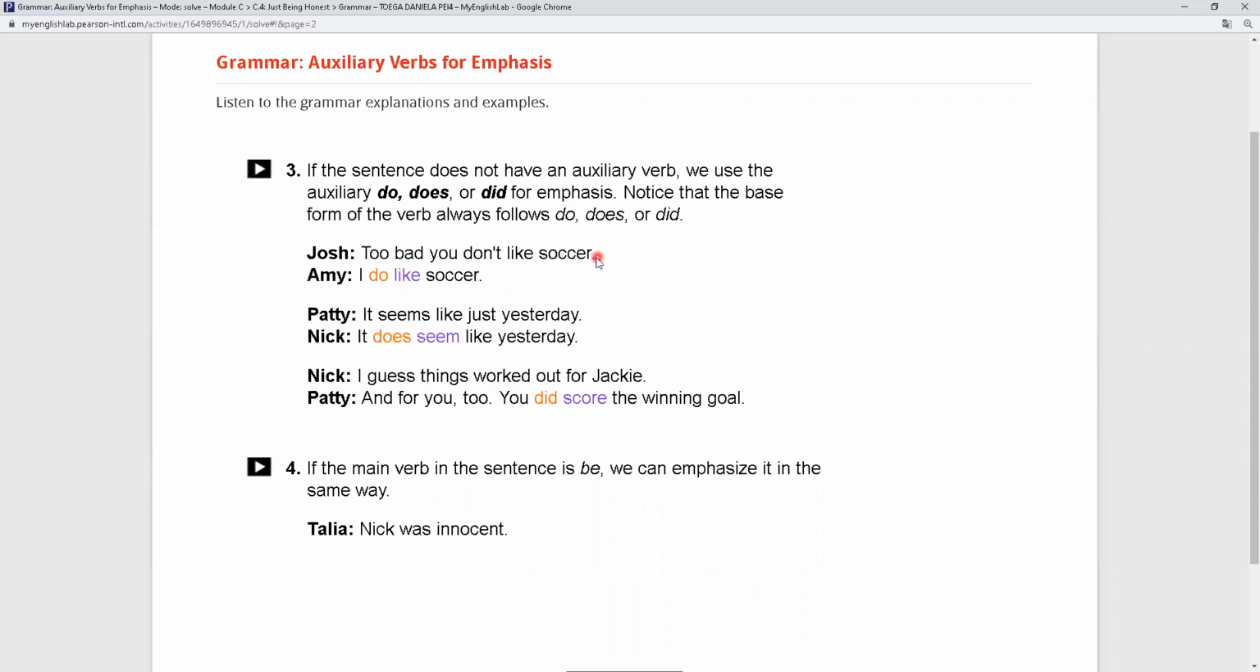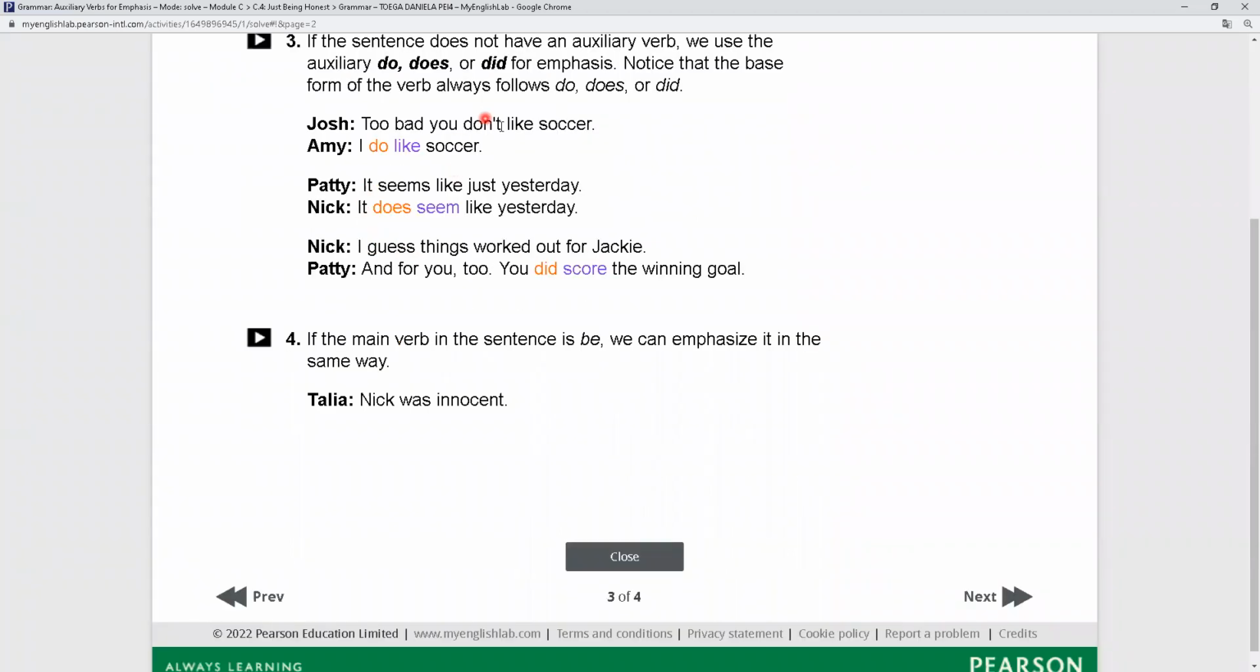Entonces acá me voy a percatar de dos cosas. Primero, que estoy siguiendo el mismo tiempo verbal. Y segundo, que estoy siguiendo las reglas del mismo tiempo verbal. ¿Ok? Entonces, too bad you don't like soccer. I do like soccer, right? Nuevamente no tiene traducción, solo me está ayudando a enfatizar la acción que sigue. Vamos a ver el siguiente ejemplo.